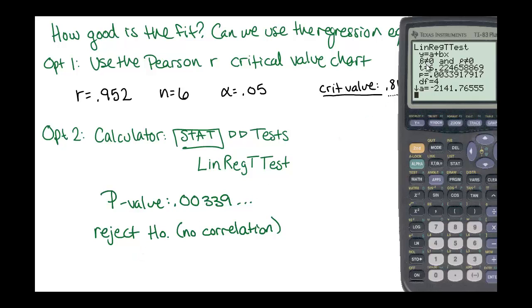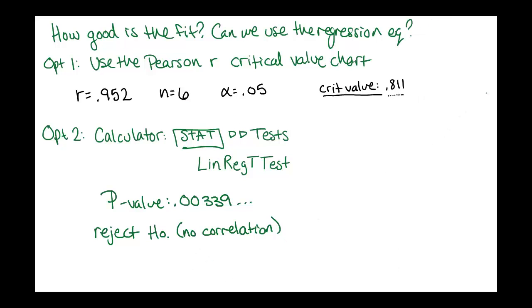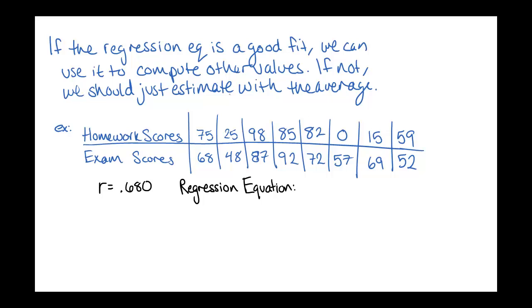If we did the same thing with our first set of data, we likely would have a p-value that is greater than 0.05. So either method really works. I think you may be expected to see both of them on the homework. One last component here: if our regression equation is a good fit, we can use that to compute other values. But if not, we really shouldn't use the regression equation.